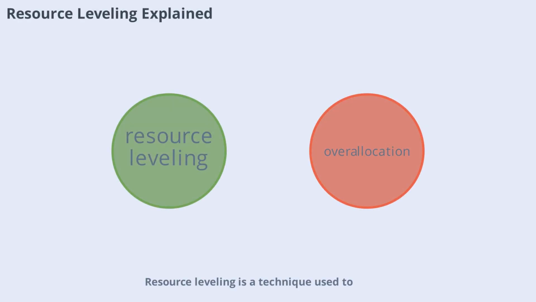Resource leveling is a technique used to resolve overallocation by adjusting the project schedule. If a resource is assigned to multiple tasks at the same time, leveling delays some tasks so that the resource is not overburdened. This may extend the project timeline, but it ensures that resources are used efficiently and sustainably. Resource leveling is especially useful in projects with tight resource pools and helps maintain a steady workflow.